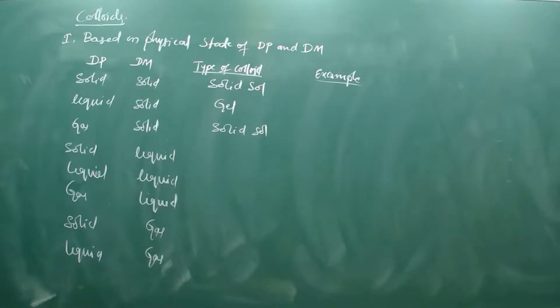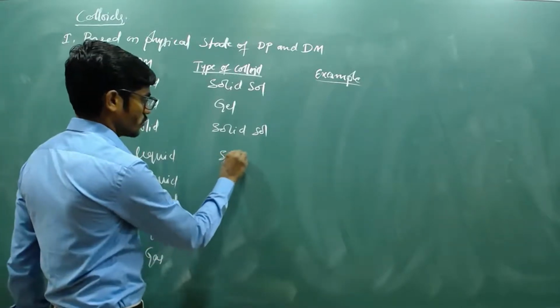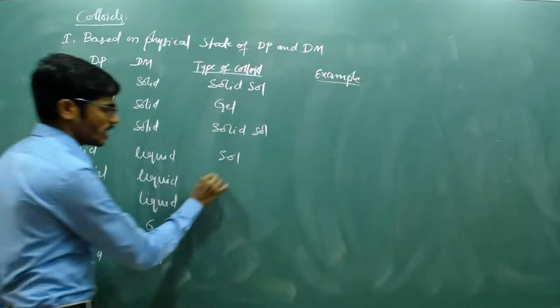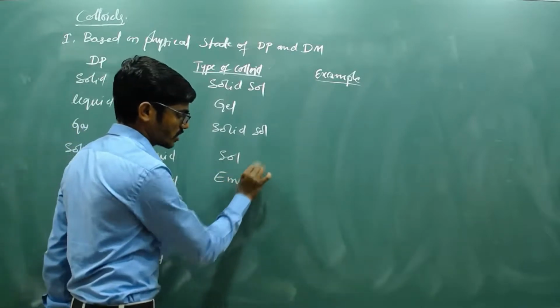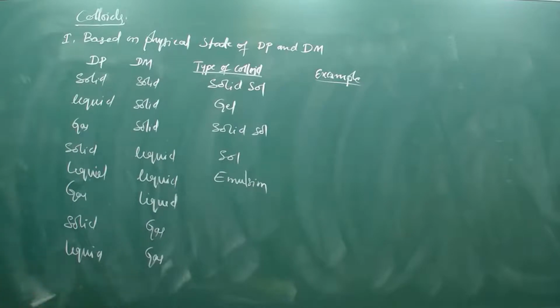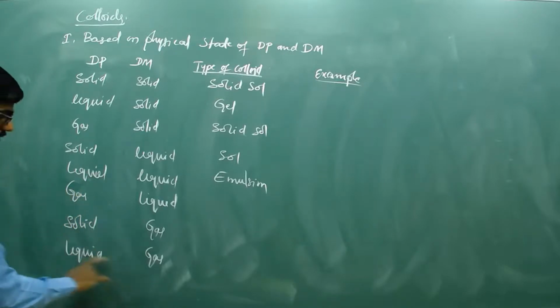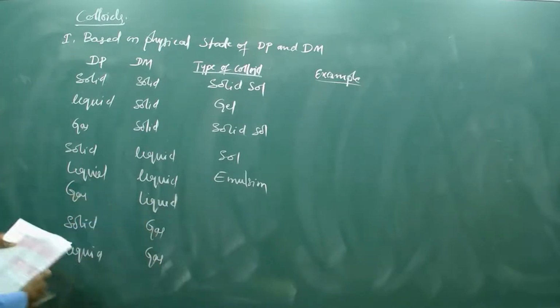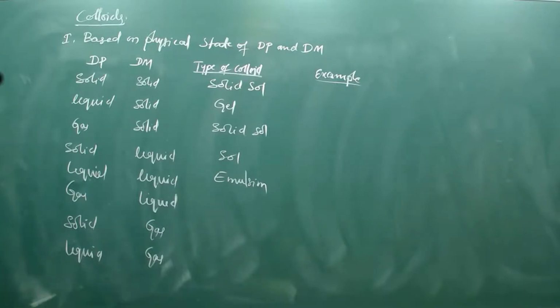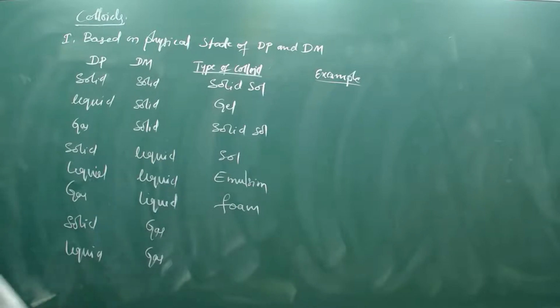Next, solid in liquid. Simply we can call it a solution. Liquid in liquid is called emulsion. Emulsion, liquid in liquid is called emulsion. Next one is gas in liquid. Gas in liquid is known as foam. Gas in liquid is called foam.